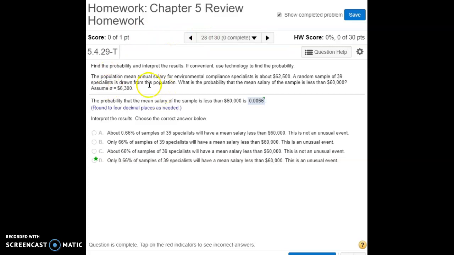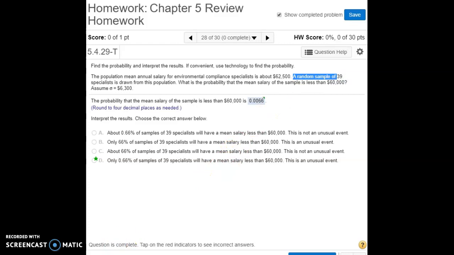For number 28, we have a scenario here, and our end goal is going to be to find the probability that the mean from our sample is less than a certain amount. And so we have the information about the population. And in this example, we're looking at annual salaries for a specific job. So for the population, the mean annual salary is listed, and we have the standard deviation listed here as well for the population. And we're looking at samples of size 39.